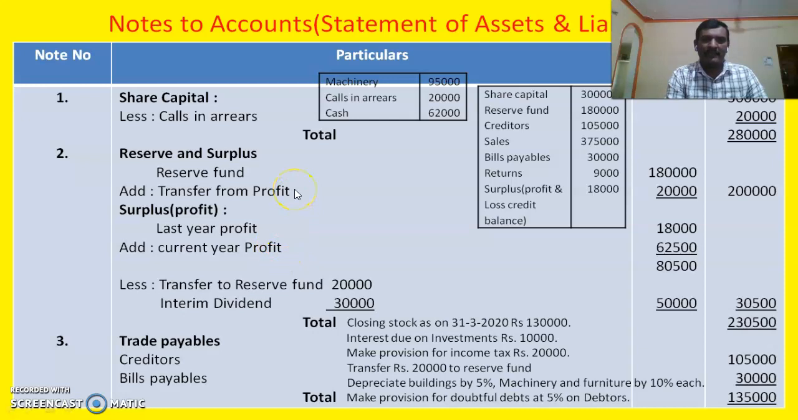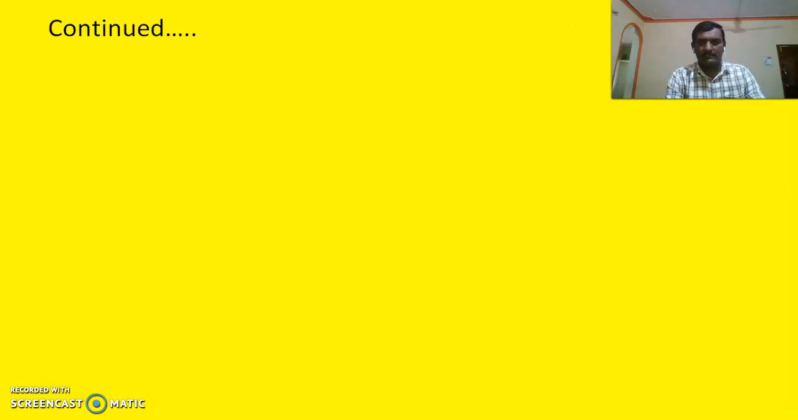So here we have to add to the reserve fund, but again this reserve fund is to be deducted from the profit. So here the last year profit is taken from the trial balance, rupees 18,000, and to that we have to add the current year profit. Then we have to deduct the transfer to reserve fund rupees 20,000 as per the adjustment. Then interim dividend. Regarding this interim dividend, they gave the information in the trial balance, debit balances. So we have to take that item here, and now we can make the total of the reserves and surplus.